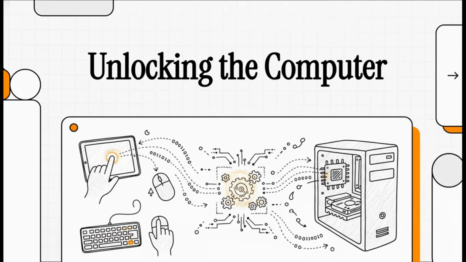Think about it. You use a computer every single day. We click, we type, we tap on screens, and things just happen. But have you ever really stopped to wonder how that works? How does your simple action tell this complex machine of circuits and silicon what you want it to do?